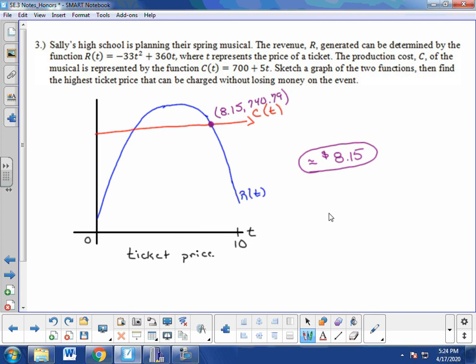Now, if this was a real problem, we would want to maximize revenue in comparison to cost. We'd want to maximize profit. And so what we would do is compare the distance in between these two curves, and then find the ticket price that way. But in this instance, we just wanted to see where we can go to make sure we don't lose money. So this would be that intersection on the right. So if it doesn't tell you that you have to solve algebraically, let's use a graph to solve.